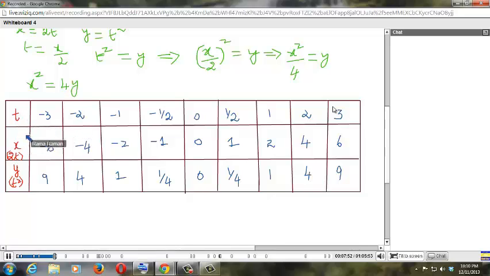Now, taking these coordinates as minus 6, 9, minus 4, 4, etc. up to 6, 9, we are going to plot all these points in a two-dimensional plane using the x and the y coordinates. Now, we'll see what type of parabola we get.